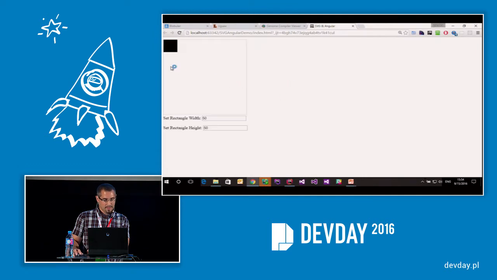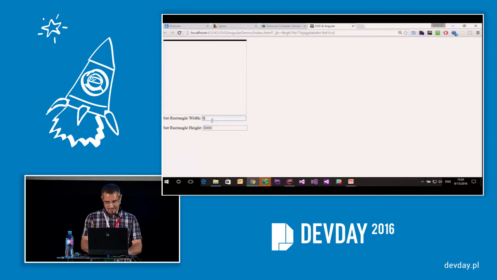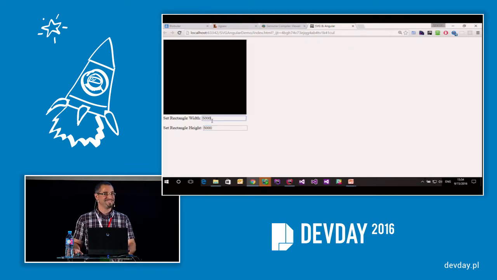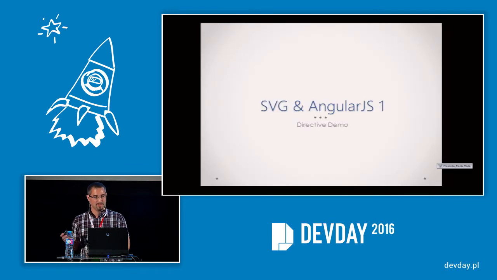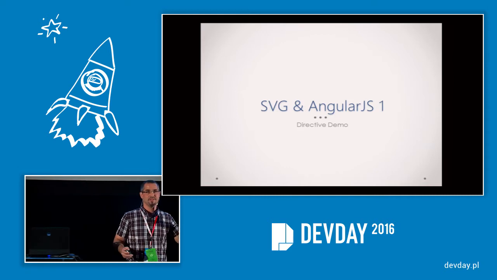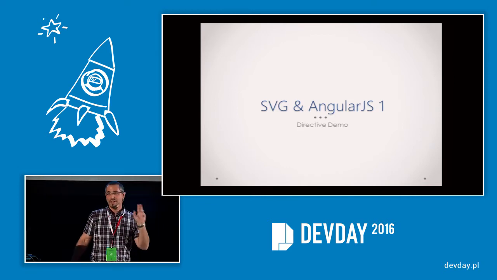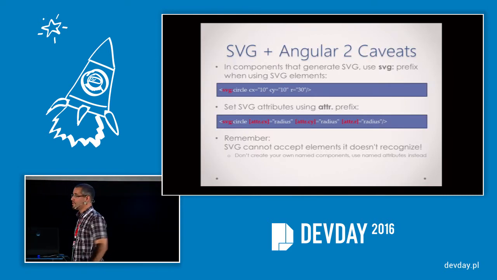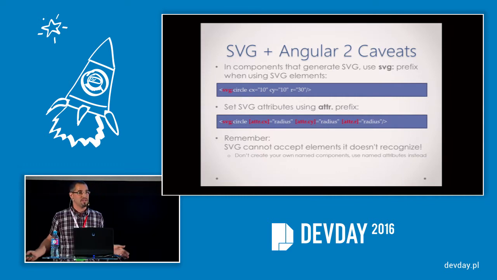And we get this thing here, and we can manipulate the rectangle and play with it until we drop dead. Okay, so this is a small demo of how to use SVG and Angular 1. We have two caveats, remember those, and you're fine. How can you do it with Angular 2? So Angular 2 has its own caveats.